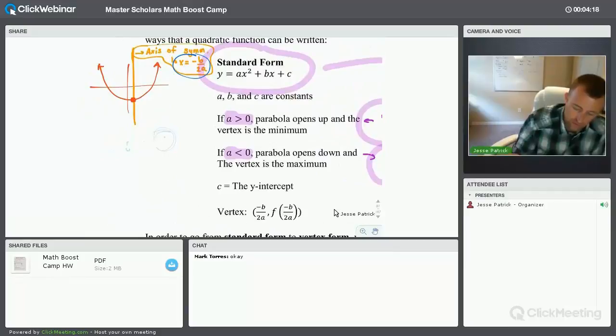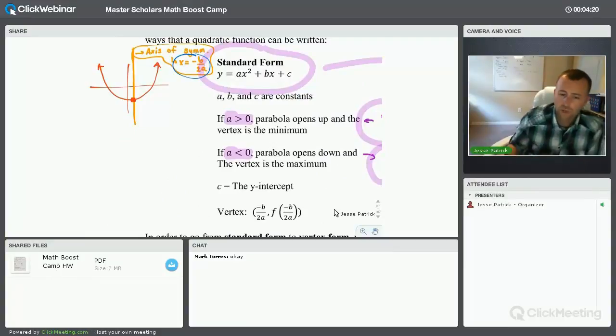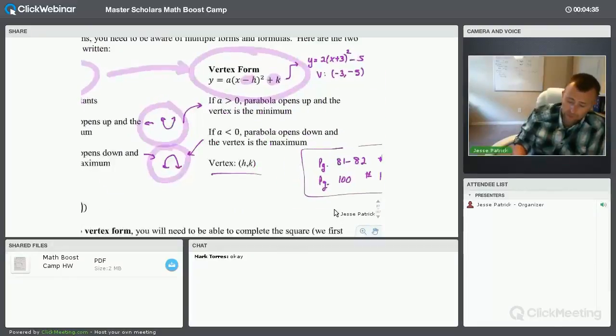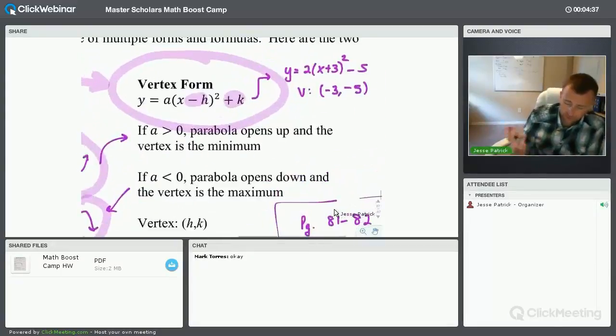Those other two components are very simple to apply. You don't really have to do any work to find if it's a U-shaped or N-shaped parabola. You don't have to do any work to find the y-intercept. You just need to know those concepts. The one you have to do work on is that vertex. Otherwise, it's pretty simple. And then you get your vertex form, which is there to find the vertex. I mean, that's why it's there.